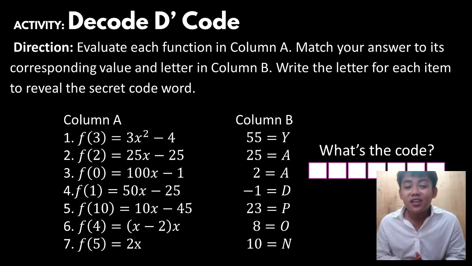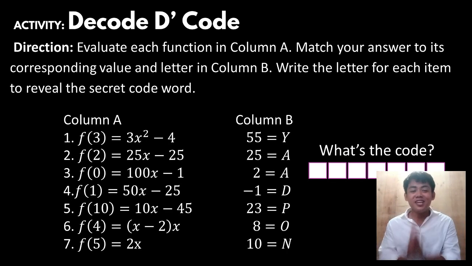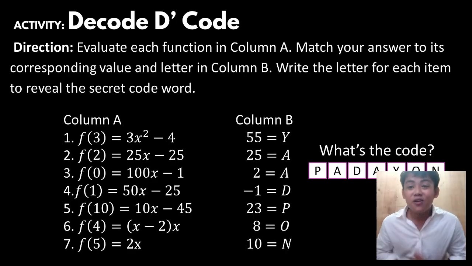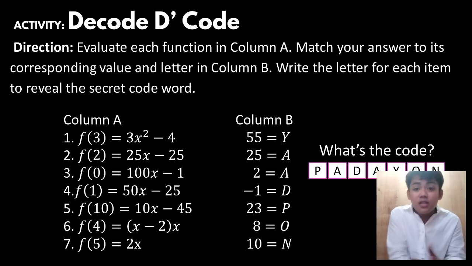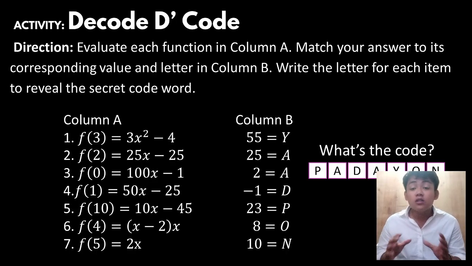So, what do you think is our secret word? The secret word, sir, is padayon. Okay, that is right. Our secret word is padayon, which in English is continue. So, what does it mean? In our lesson, padayon means continue on learning. Despite what is happening right now, in our times for the day, there are obstacles that hinder our progress. You should still continue on learning, continue what you are doing, and so on.